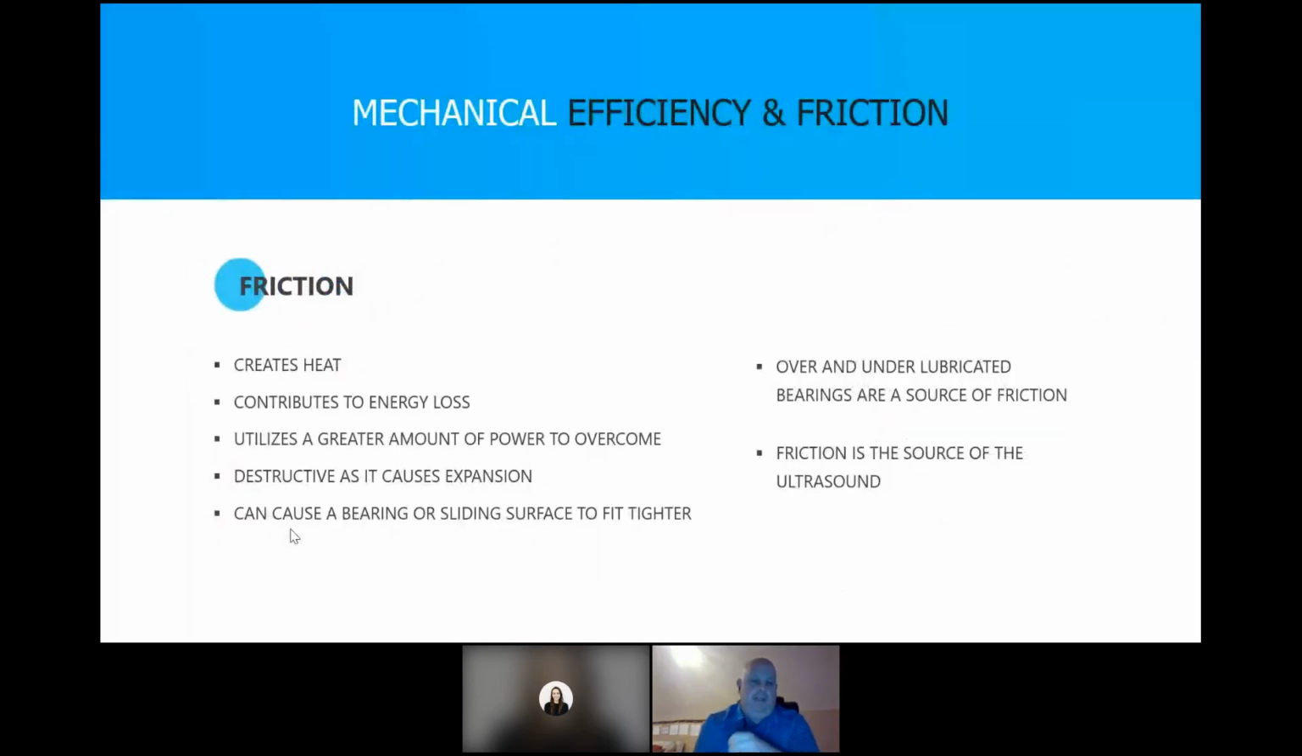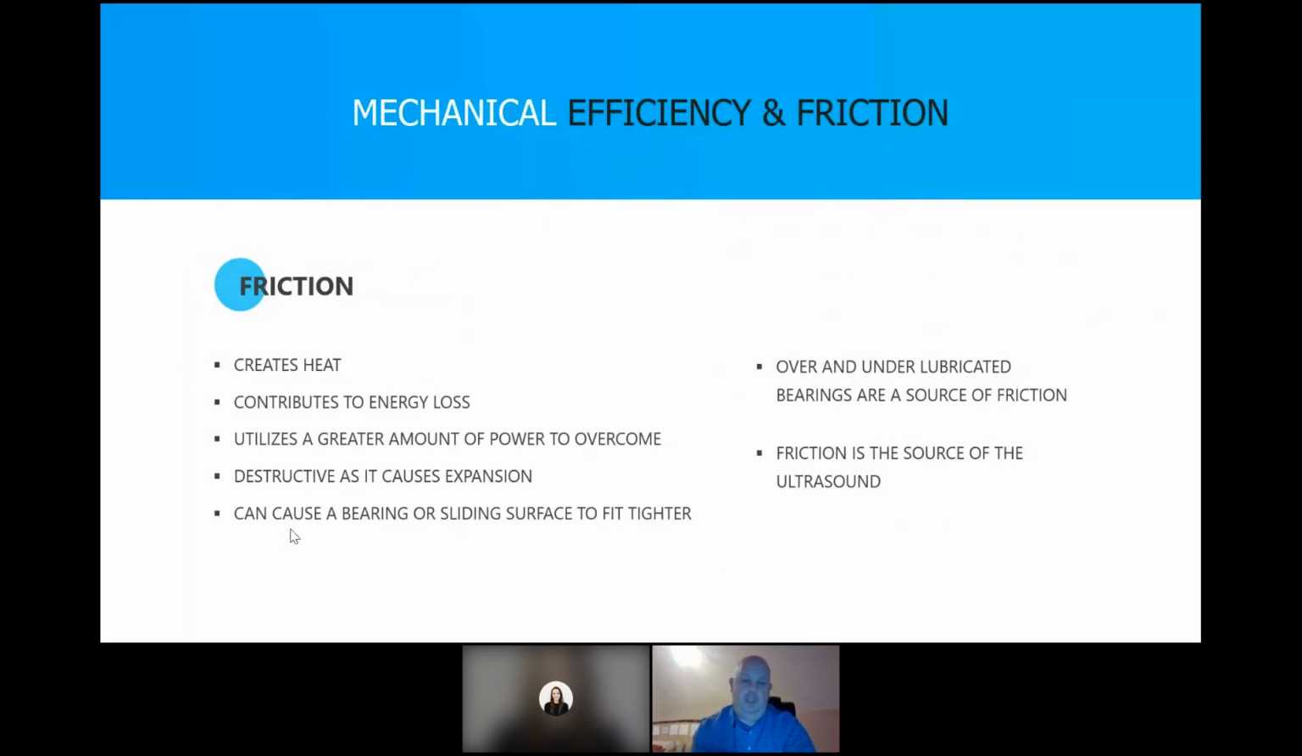And if we think about friction itself, obviously when we have increases in friction, we have increases in temperature. That's going to contribute to energy loss. That motor is using a greater amount of power to overcome it. When you have expansion of the metals due to friction, that expansion and contraction is destructive over time, and it can cause the bearing or the sliding surface to fit tighter, or in some cases, looser. But through the use of ultrasound, we can prevent over and under lubricated bearings, and those are sources of friction directly related to motor-driven equipment.